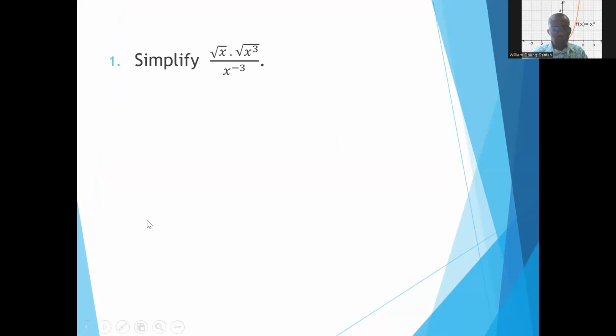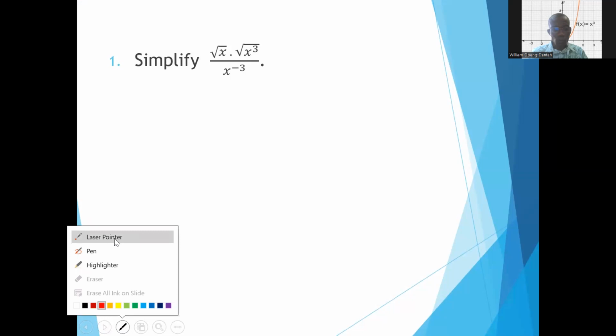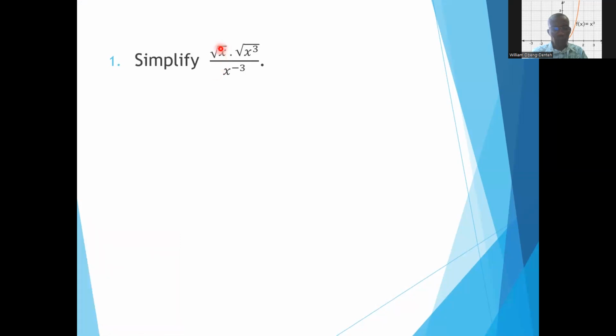So straight away, I want to look at this question. Simplify the square root of x times the square root of x cubed over x raised to the power negative 3. Want to look at that.